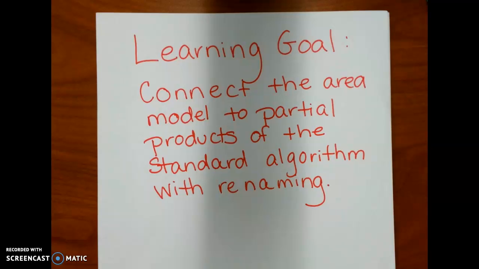Hey everybody, happy Tuesday. Today's learning goal is connect the area model to partial products of the standard algorithm with renaming. Well, that's a mouthful, isn't it? So what we're going to do is connect the area model to partial products of the standard algorithm, so that we're multiplying straight up and down, but this time we're going to have to rename.